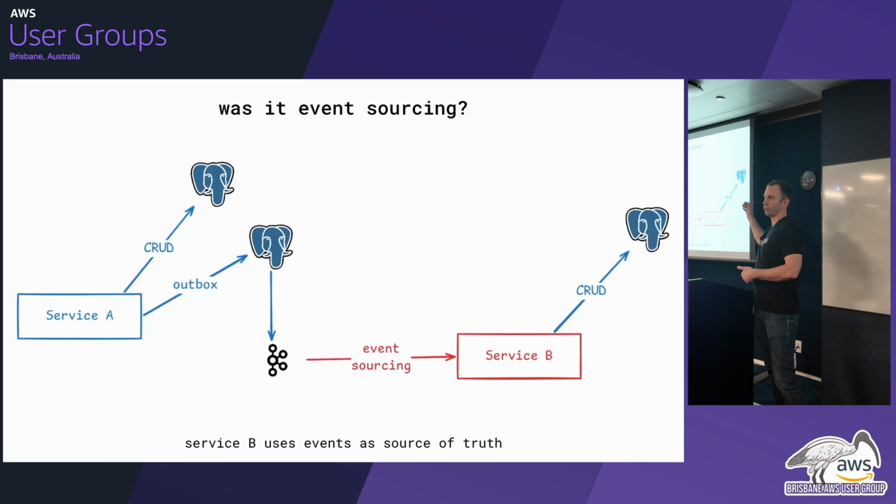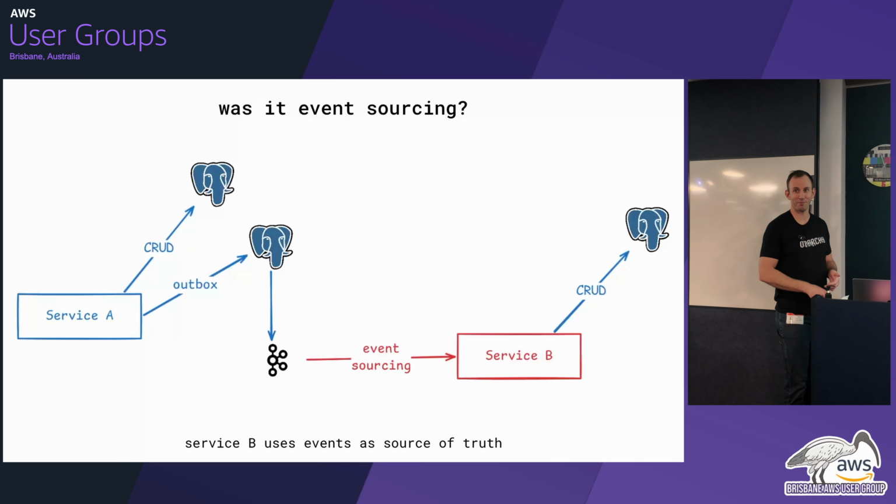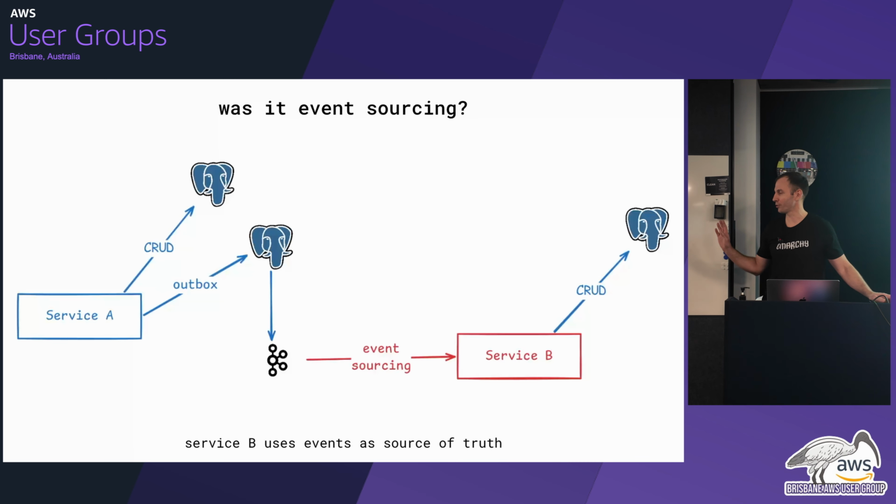So is that event sourcing? Kinda. It's event sourcing for Service B. For Service A, it's not, but for Service B, it's event sourcing. So yeah, just no optimistic concurrency control.